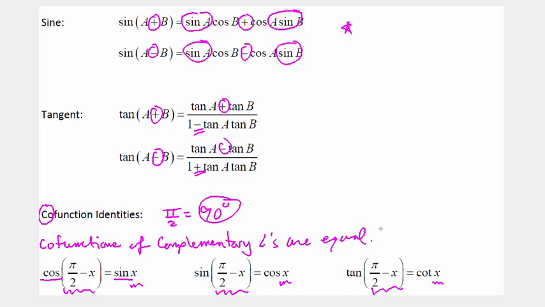Now you can go ahead and check this little sentence here by testing an example. Take some complementary angles that I gave a moment ago, such as 60 and 30. What is the cosine of 60 degrees? The cosine of 60 degrees should be 1/2. Okay, now what is the sine of its complement? So the sine of 30 would also be 1/2. So that's an example of this phrase. Co-functions of complementary angles are equal.